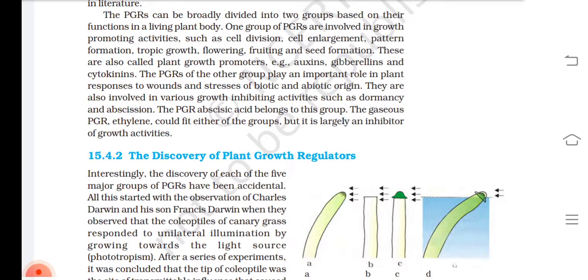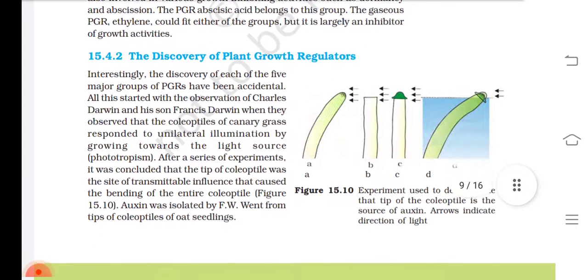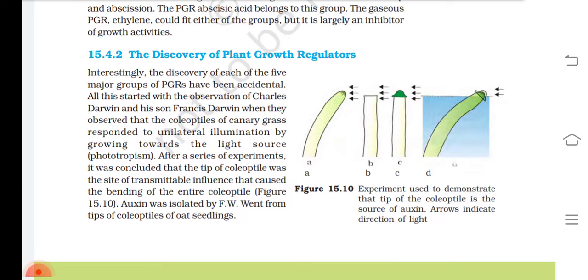15.4.2 The discovery of plant growth regulators. Interestingly, the discovery of each of the five major groups of PGRs has been accidental. All this started with the observation of Charles Darwin and his son Francis Darwin, when they observed that the coleoptile of canary grass responded to unilateral illumination by growing towards the light source, that is, phototropism.